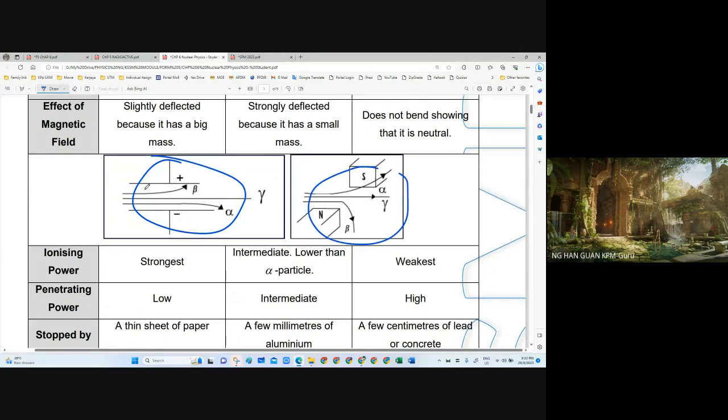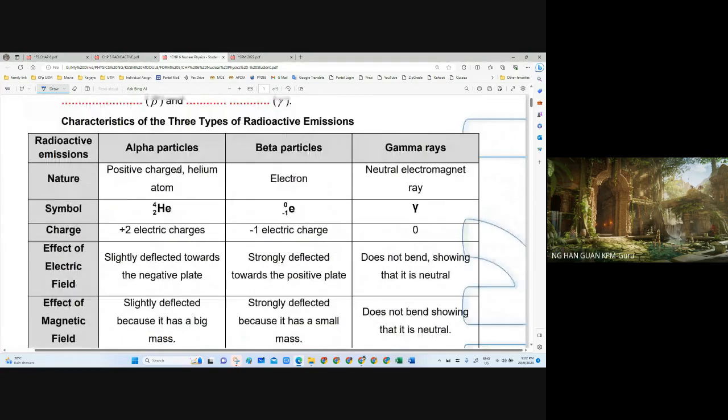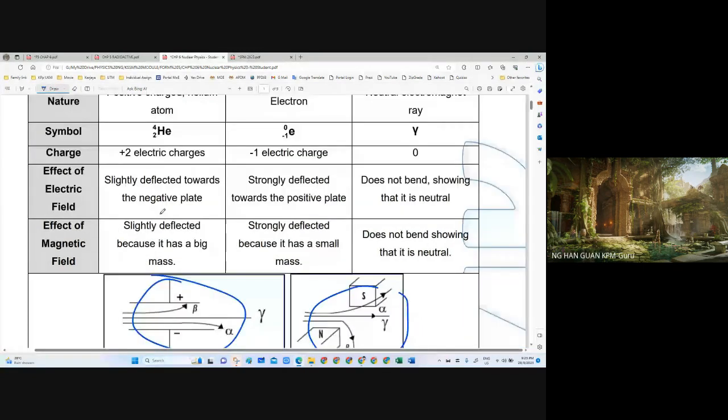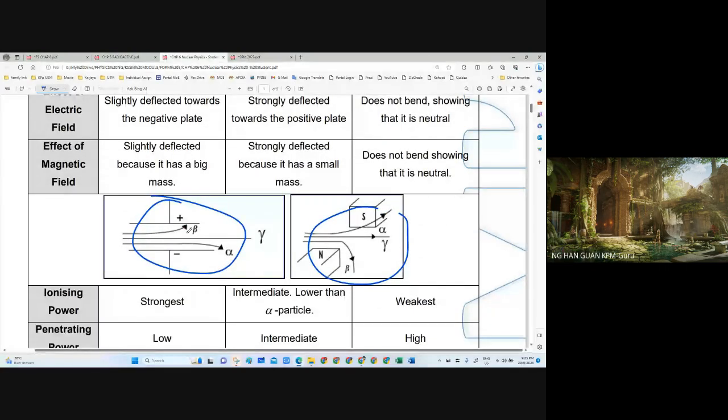Because the alpha particle is actually positively charged, being helium-4 (4,2 He), right, positive charge, that's why it is attracted towards the negative plate. So that's what happens to the alpha particle. And then beta particles are negatively charged electrons, so that's why they are attracted to the positive plate.